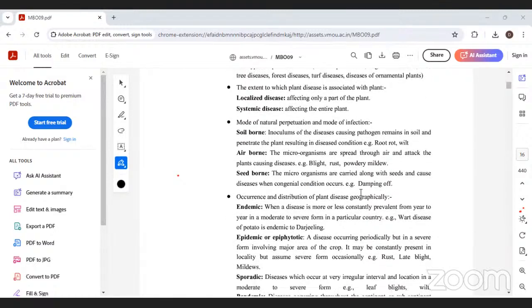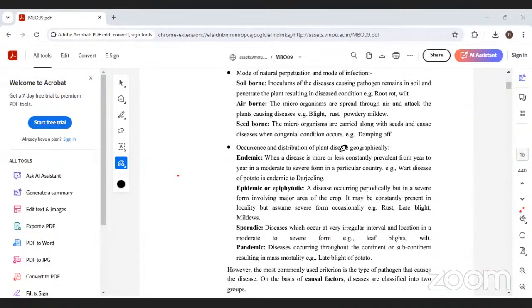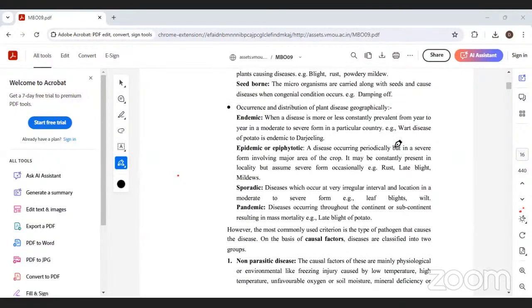Occurrence and distribution of plant diseases geographically. What is the meaning of geographically? Different areas, different climate conditions. These all come under the geographical condition.